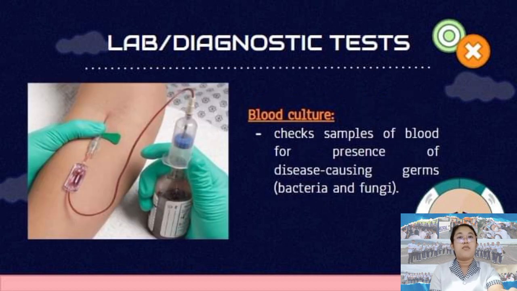And the next is the blood culture. From the word blood, right? It checks samples of blood for the presence of disease-causing germs such as bacteria or fungi. This is also done because blood is tested for antibodies to poliovirus. When a person is infected with poliovirus, special tests can detect the level of poliovirus-specific antibodies and can confirm the diagnosis. On the right side of the presentation, you can see how a blood culture is done.